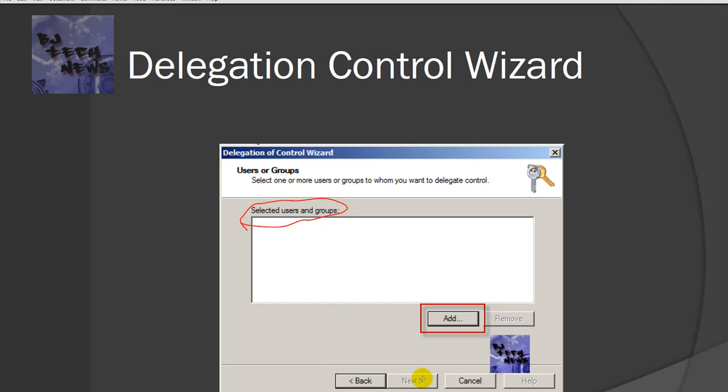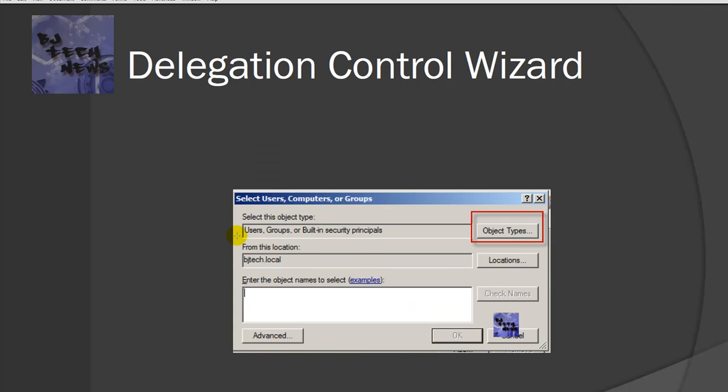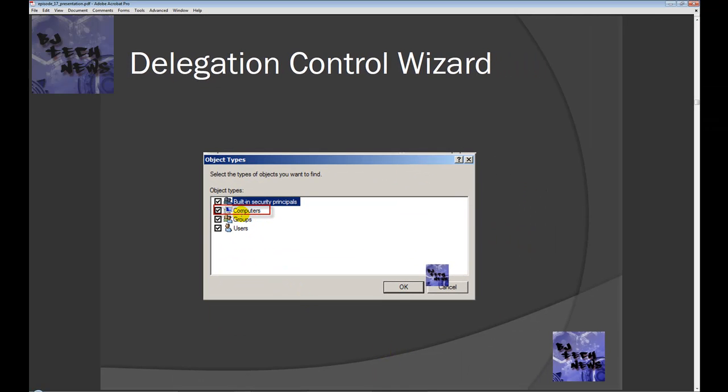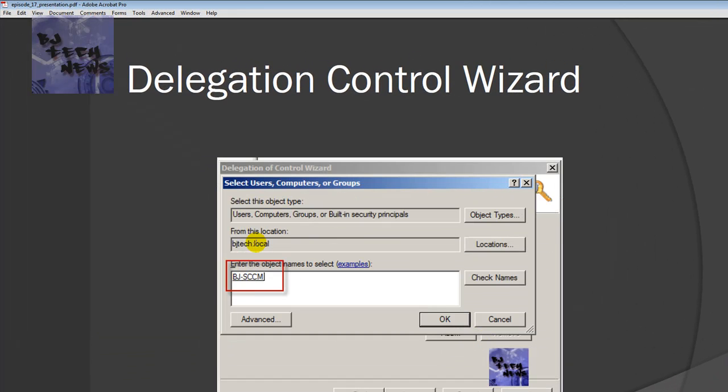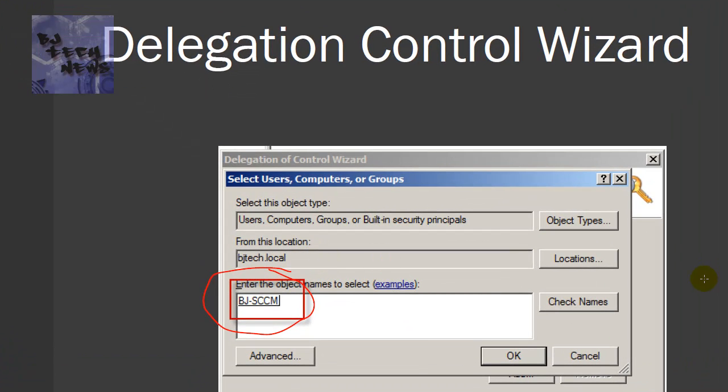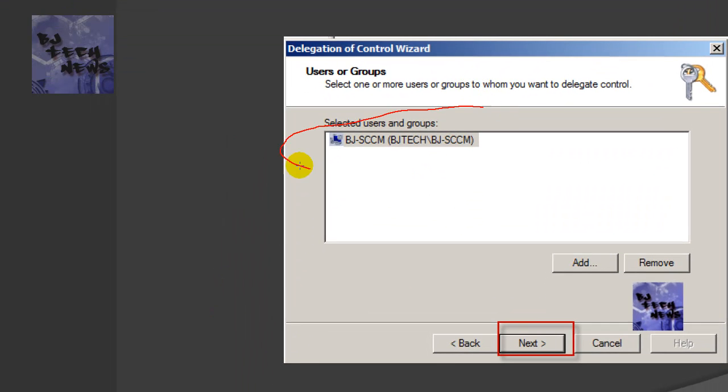When you click the add button, by default it's only going to see users, groups, and built-in security principals. So if you enter your computer name here and try to check it, it's going to fail. You have to change the object type. By default, computers is not checked, so you want to check that off and press OK. Put the name of your SCCM server. For me, it was BJ-SCCM. Check name, it's underlined, that means everything was good to go. I pressed OK, and there we go.